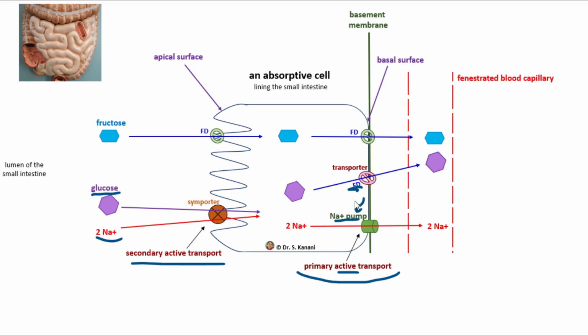When I look at the entire image, I can see that absorption of fructose is entirely passive, absorption of sodium ion is entirely active. However, when it comes to glucose or galactose, they are absorbed inside the absorptive cell by an active transport, but they are absorbed through the basal surface by a passive facilitated diffusion.